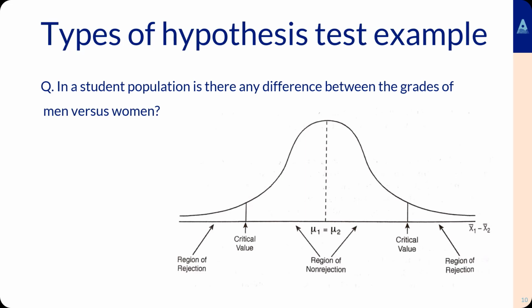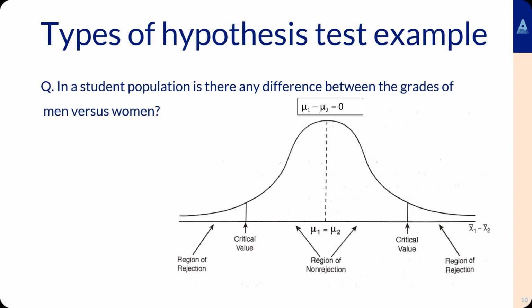You can see that this is a chart of the data of mu1 minus mu2, the difference between mu1 and mu2. So, the mean of male grades and the mean of female grades. And you can see that the center is where they're equal. And we can also rewrite that center as mu1 minus mu2.